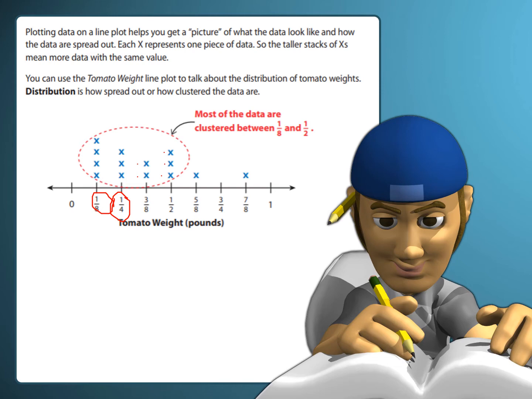So what we do is we look at this number line and we see that most of the data is clustered between 0 and 1/2 pound. That's where most of the tomatoes are weighing, anywhere between 0 and 1/2 pound. We have 2 outliers, and that's our 5/8 and our 7/8, which are single by themselves over on the other half of the line plot. Those are outliers. They are not clustered within where most of the tomatoes are weighing.